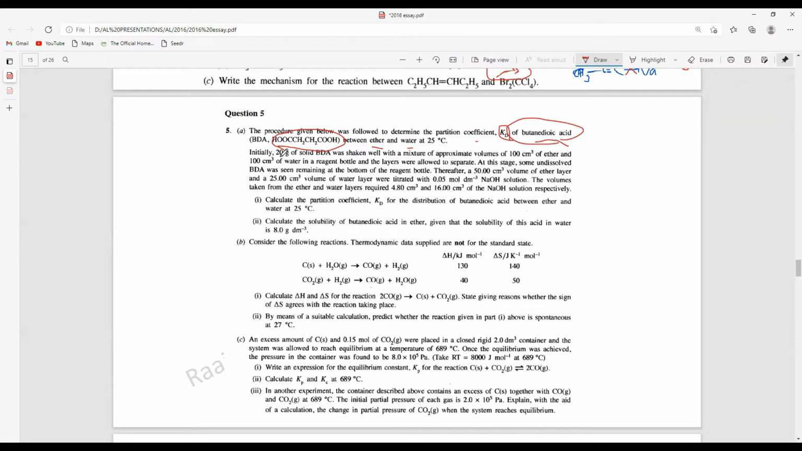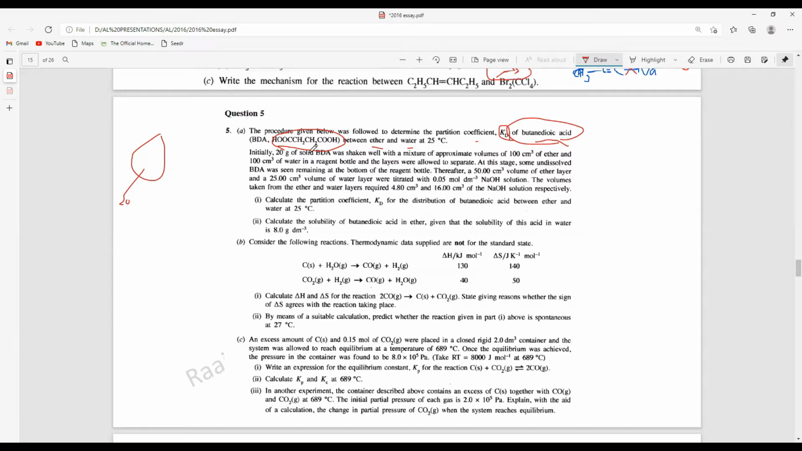Initially, they have given 20 grams of solid BDA shaken well with a mixture of approximate volumes of 100 cubic centimeter of ether and water in a reagent bottle. So the layers were allowed to separate. Normally we use the separatory funnel, but here they have used a reagent bottle, which is a typical bottle.